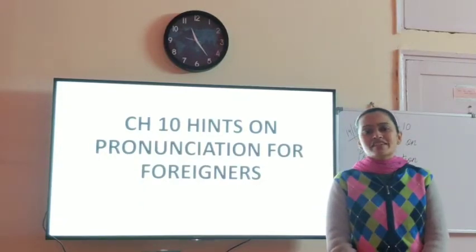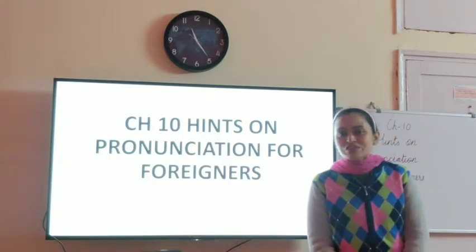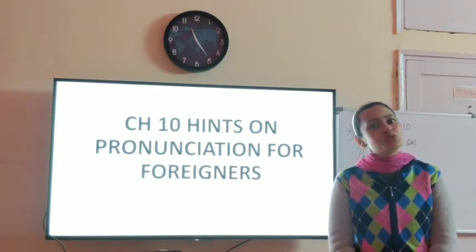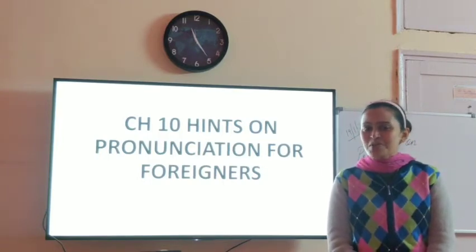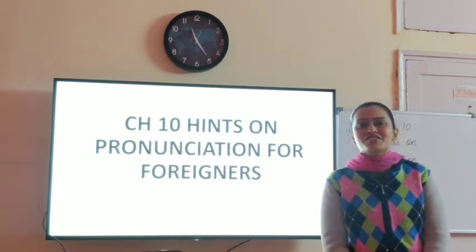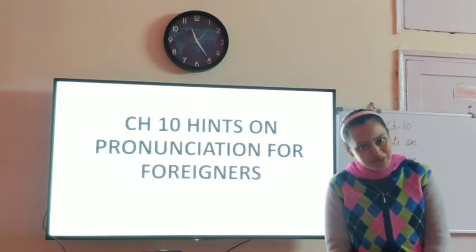Today in our English literature we will be studying a poem. The poet of this poem is anonymous, that is, we don't know who has written this poem, but it is a very interesting poem. Children, this poem is about our English language.